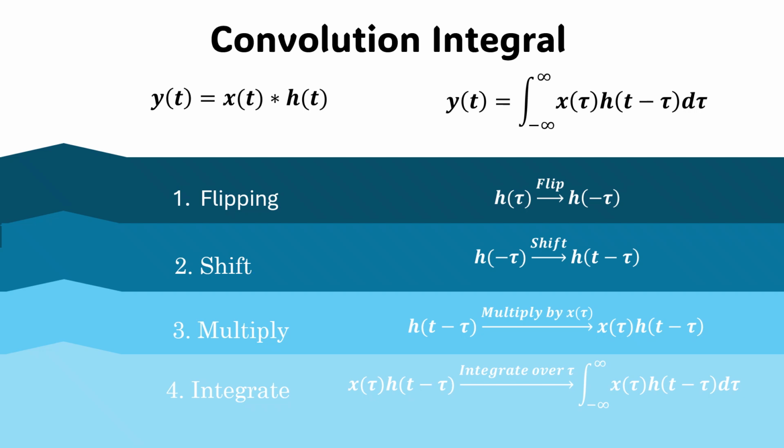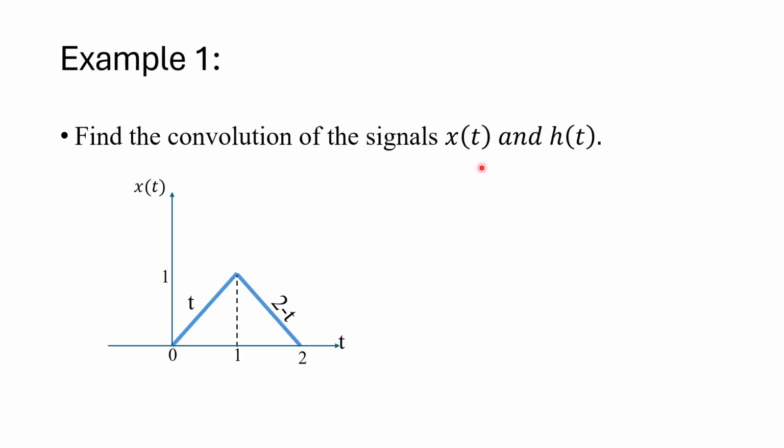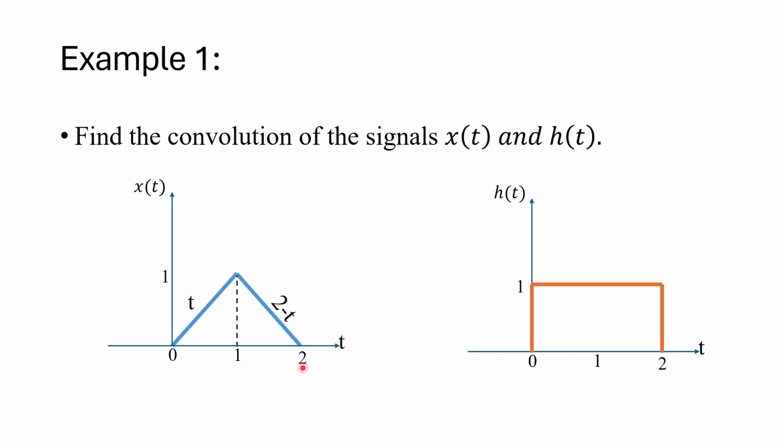So let us consider the example of finding the convolution of x of t and h of t, where x of t is defined as t from the interval 0 to 1 and 2 minus t from the interval 1 to 2. And the impulse response of the system is defined as 1 for the interval 0 to 2.